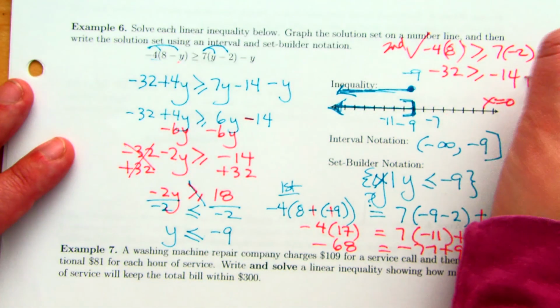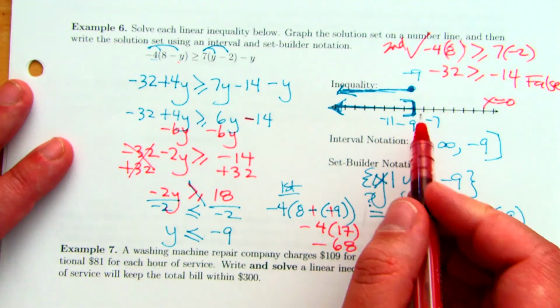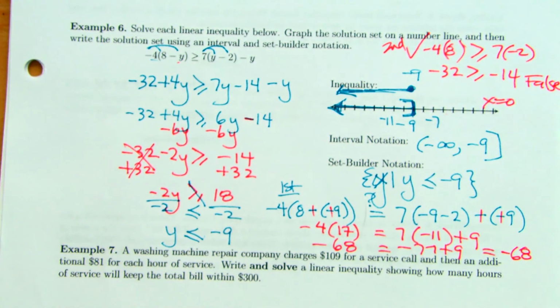So my check will come out false, and that's a good thing, because if I had forgotten to flip the inequality, I would have shaded the area that contained 0. You see what I'm saying? So the second check tells me, did I shade the right direction? Okay, so let's have you try a few of those, and then we'll get to some word problems.